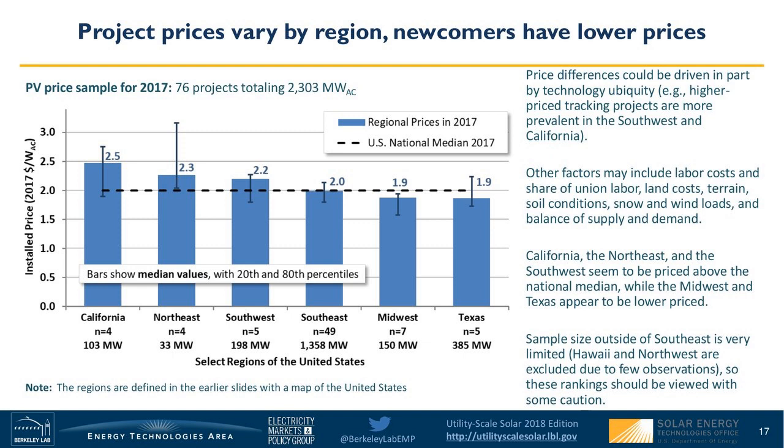California has historically been a little bit of a higher priced region, and that could be driven in part by technology ubiquity. So, they use more tracking projects relative to fixed tilt installations, but other factors may include labor costs or the prominence of union labor or the cost of land, the difficulty of the terrain, soil conditions, snow and wind loads, or maybe just the balance of supply and demand among both components or new developers and work crews, etc.